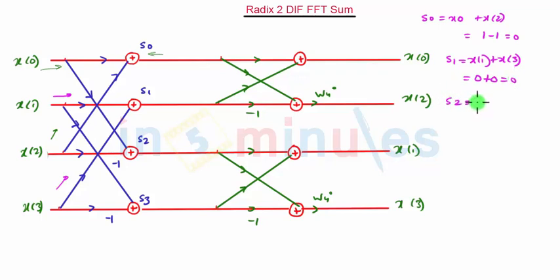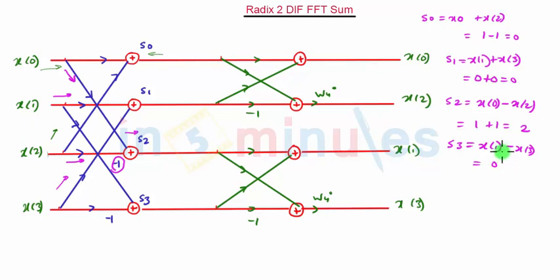S2 has inputs from x of 0 minus x of 2. That is S2 having input from this side, that is x of 0 coming here, and another input x of 2. But because of the multiplying factor, it becomes minus of x of 2. So it is 1 minus of minus 1, which will give us 2. S3 is equivalent to x of 1 minus x of 3. That would be 0. Now we'll get to the final output.